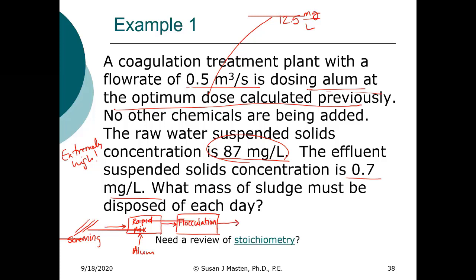Coagulation. So we've produced bigger particles. Now, what's the next process? Sedimentation. That's where we're going to produce the sludge. And we have the clarified effluent. And typically that will then go on to filtration. And here, disinfection, storage, and pumping. So just to give you a sense of how this all fits together.